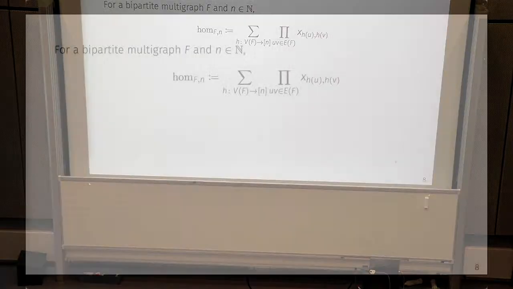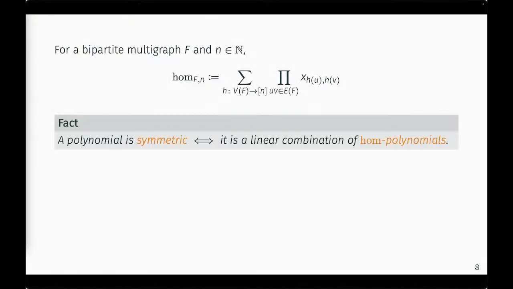Okay. So this is the homomorphism polynomial. And now here's my first claim, the claim that makes the first statement precise. A polynomial is matrix symmetric if and only if it is a linear combination of homomorphism polynomials. One direction, the backwards direction, is sort of easier. If you look at this homomorphism polynomial and you look at the action of the symmetry group, you will see that it is matrix symmetric. And taking linear combinations of matrix symmetric polynomials preserves matrix symmetries.